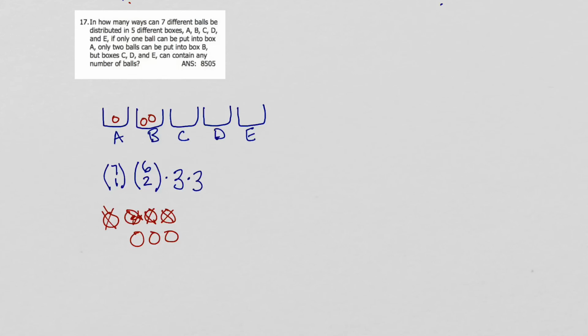Then, let's see. We dropped that ball in. So now how many choices do we have for this ball here? So maybe it's this ball. That could go into C, or we could drop it into D or in E. So again, there's 3 choices for that one. And then this last ball here, that can go into C or D or E. So again, there's 3 choices for that one. And that's all of our choices, and there's our answer. And when I computed that out, if I got it right this time, I got 8505.